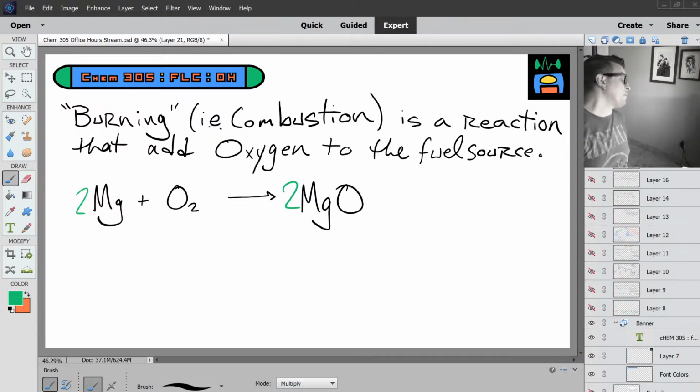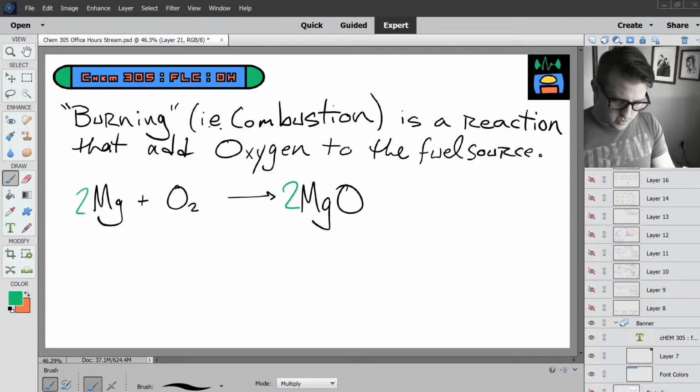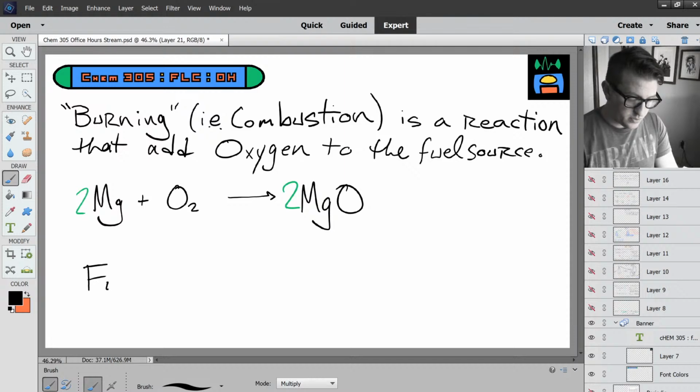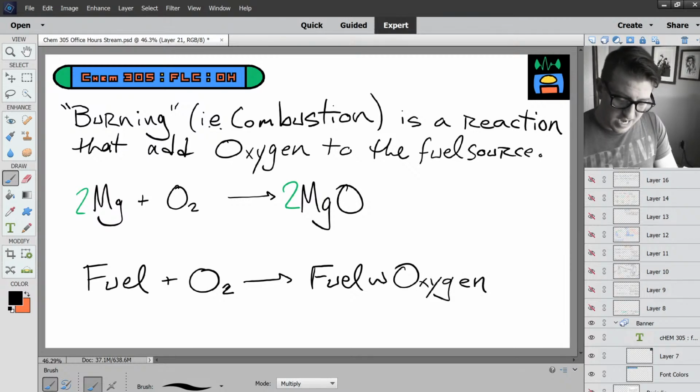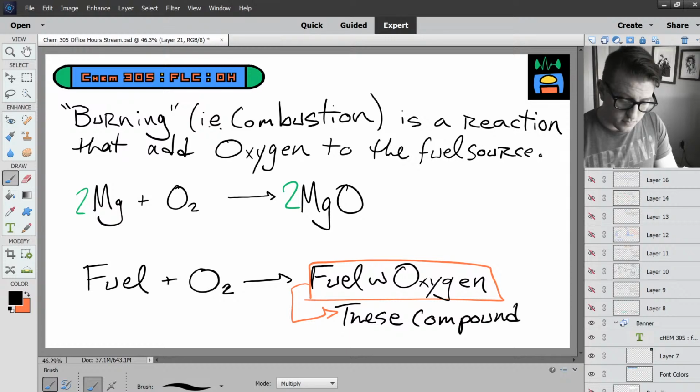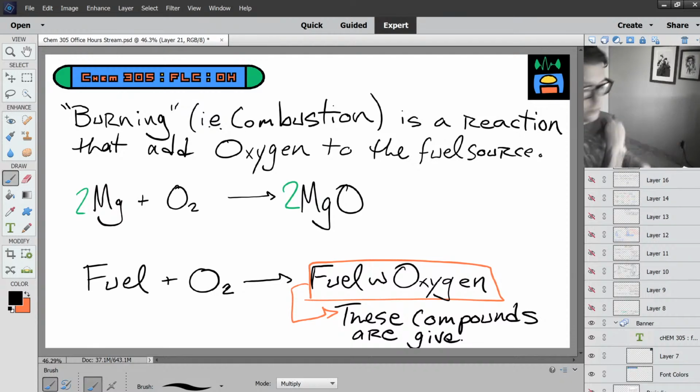They give you the formula for it, so the equations that you're going to write will all fall into this pattern. It'll always be fuel plus O2 makes fuel with oxygen. And they tell you all these compounds are given in that table there, word equation, formula equation. You just have to write the fuel plus O2 and then it produces the product.